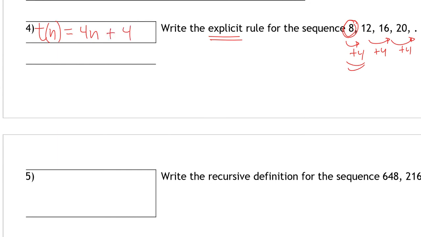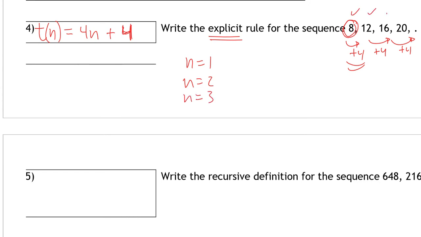Now, I've done some things here, right? But the thing is, how do I know this is right? How do I know this is actually the explicit rule? Well, if you look at it, when I put in that n is 1, this thing needs to give me 8. When I put in n is 2, it needs to give me 12. When I put in n is 3, it needs to give me 16.